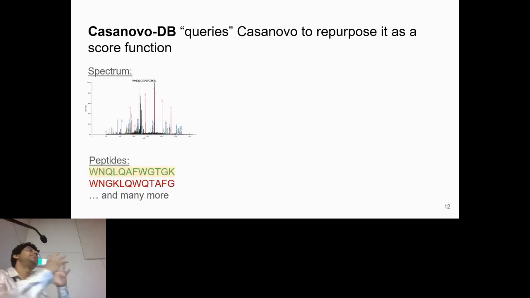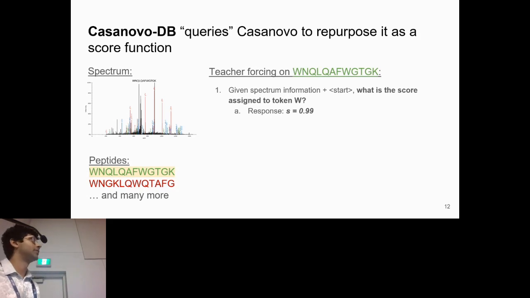So what Casanovo DB does, and this is getting into exactly how the tool works, is we essentially query Casanovo. We use it for a different purpose than it was originally designed. Instead of letting it do the predictions itself, we're asking it questions about what it thinks about this amino acid belonging here for this spectrum information. So I'll walk through a couple examples. So say we're working on a target right now, and we ask it a question: hey, given the spectrum information and a start token, what do you think about W being in that first position on this peptide? And it'll give us a score.